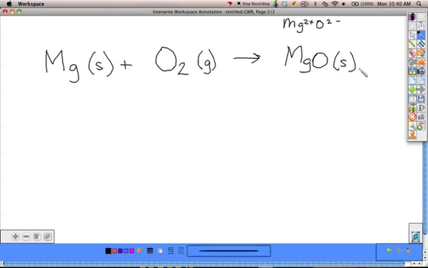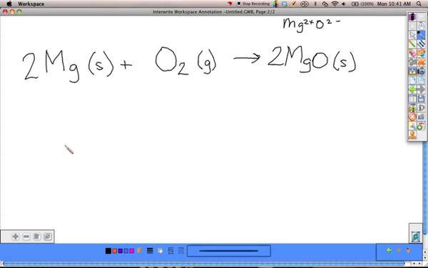So, this needs to get balanced. I want you to try it on your sheet there. So, is there going to be a coefficient in front of the magnesium? Yes, what will that coefficient be? 2, absolutely. Is there going to be a coefficient in front of the oxygen? No. What about in front of the magnesium oxide? Yes, what will that be? 2. Now I've got a balanced reaction.